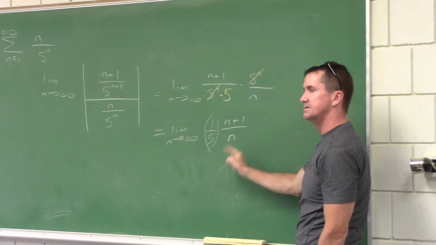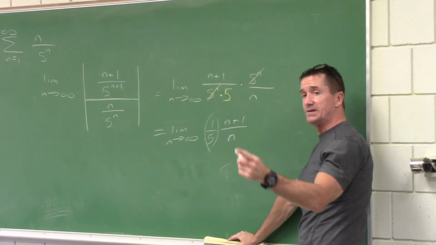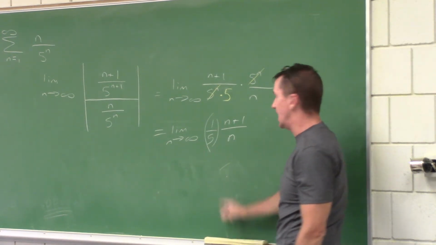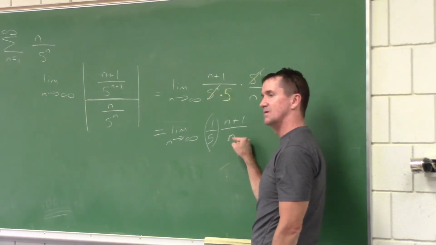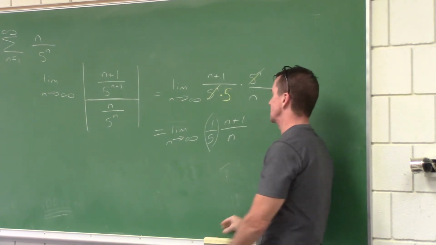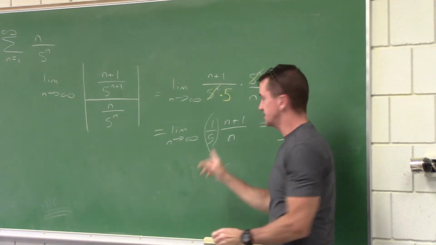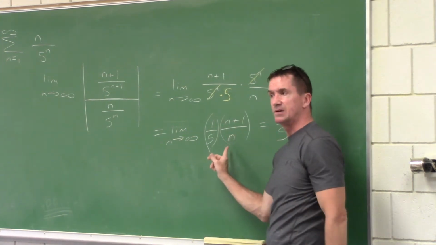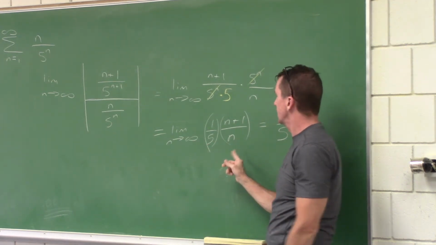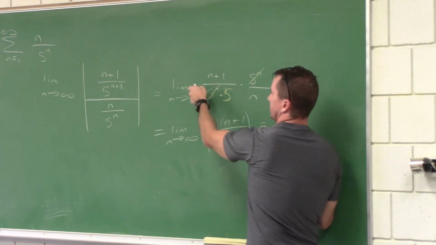Anybody know what this limit is? You can do L'Hopital's rule, or you can think of a rational function where the powers are the same. What's the limit? 1/5. Does everyone recognize this is the limit of this sequence right here? Where did the 1/5 come from? I just took that 5 and put 1/5 in front.